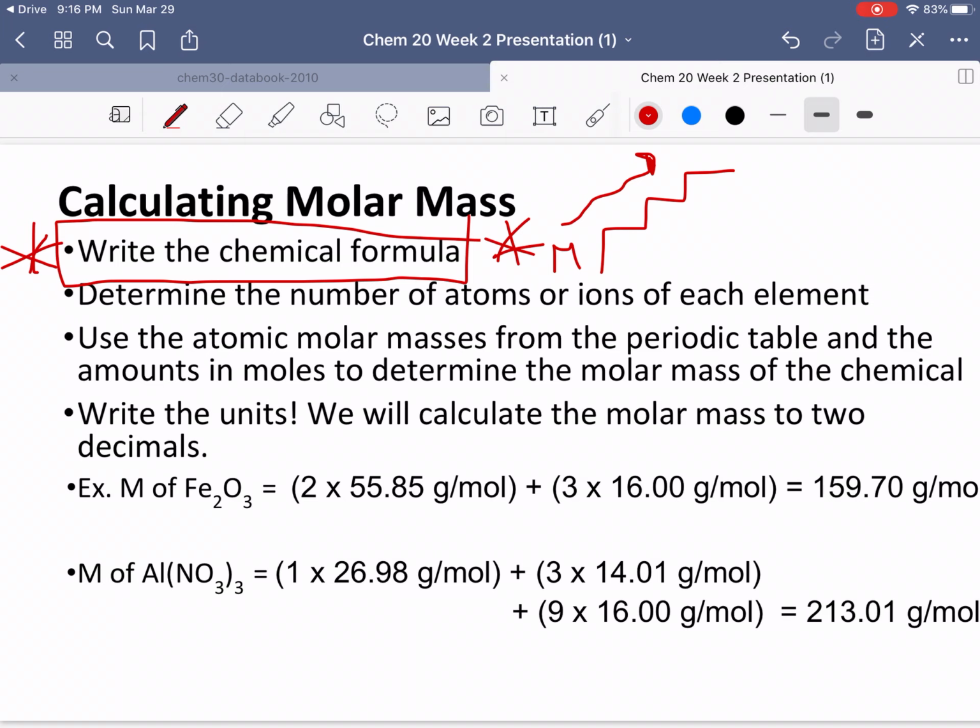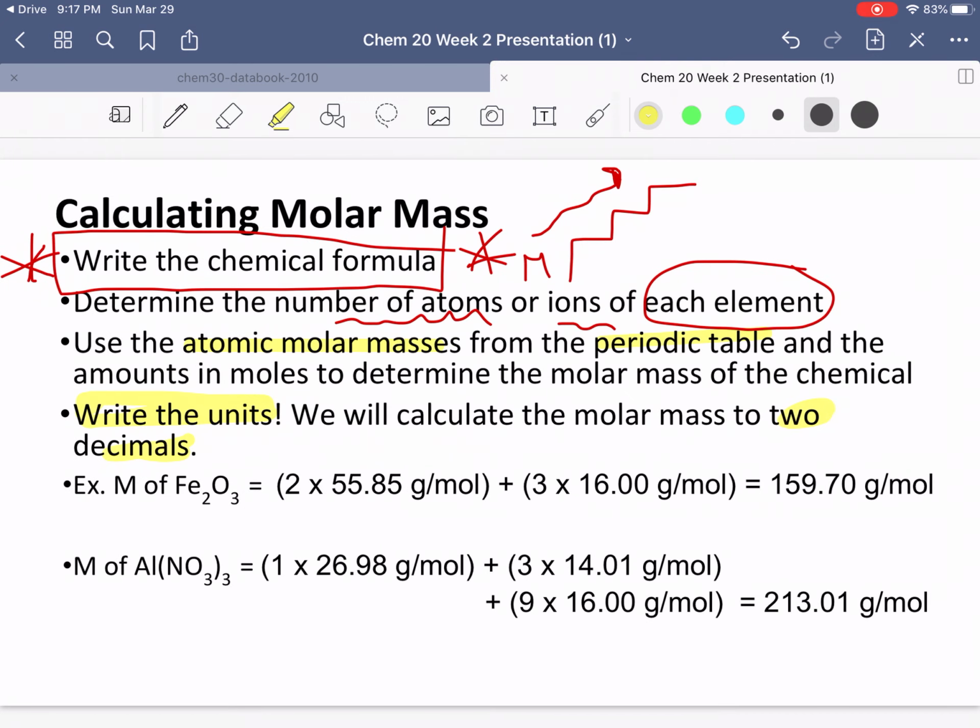All right. Once you have your chemical formula, of course, pay attention to the number of atoms or the number of elements of each individual element. In terms of the atomic molar masses, we'll pull those off the periodic table, just like we were talking about. This is important too, guys. You must include the units. If you are leaving off units, your number doesn't mean anything. So please, please include it. Okay? Whenever we do the units for our molar mass, we'll have it to 2 decimal places.